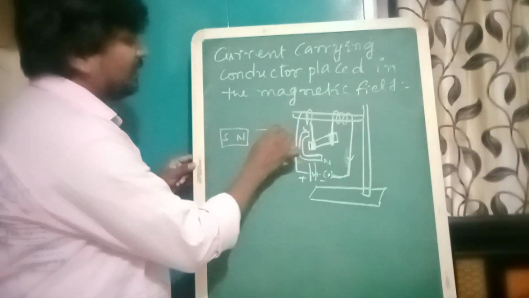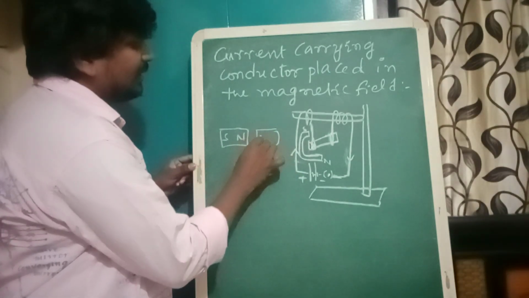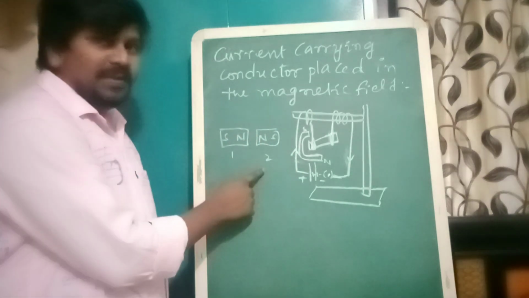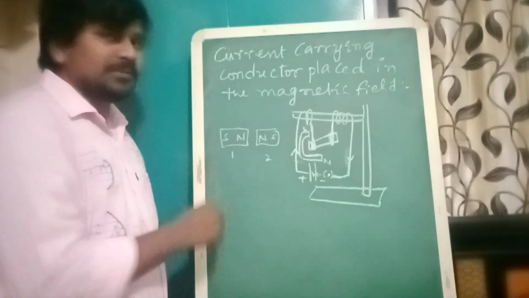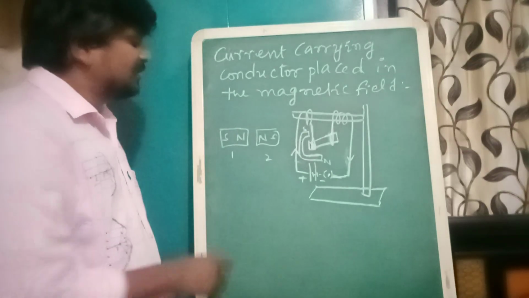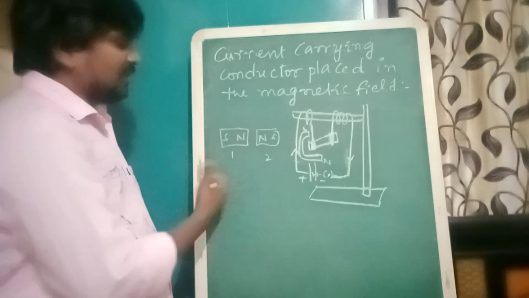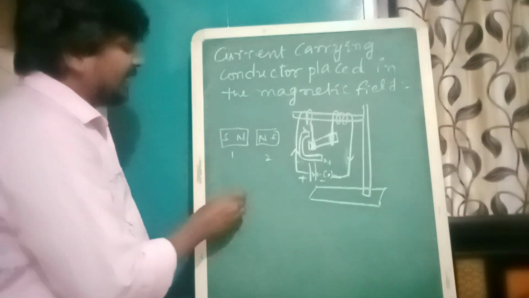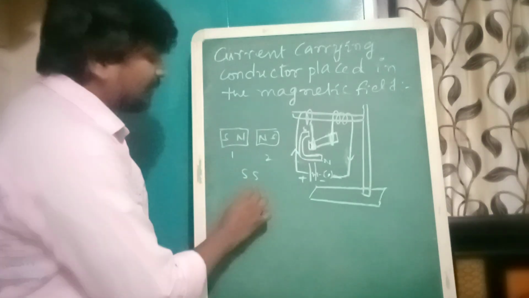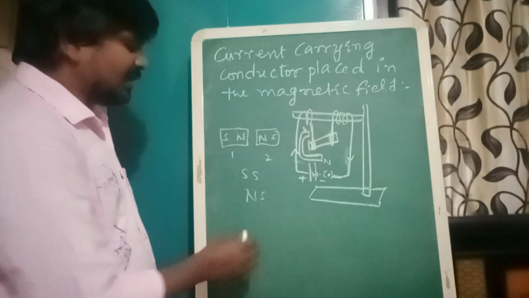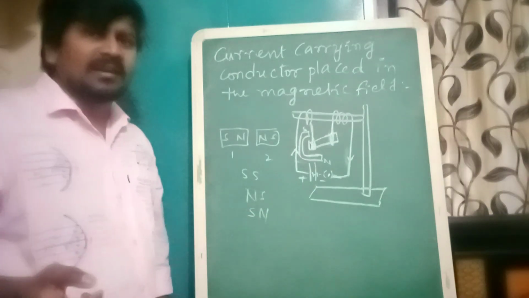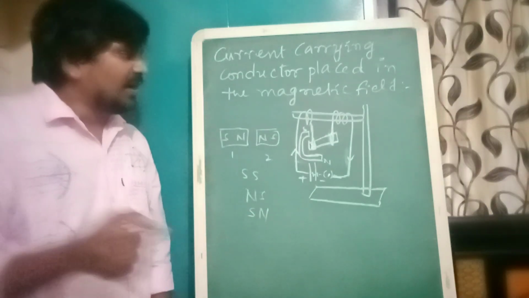If you consider one more magnet and place it nearby, so this is one magnet, and this is the second magnet. If you place the second magnet near the first magnet, what happens? Some attraction or repulsion will take place according to the poles. If you take north and north, it will be repulsive. If you place south and south, it will also be repulsive. If I place north and south, it will be attractive. If I place south and north, it will be attractive. Okay, fine.